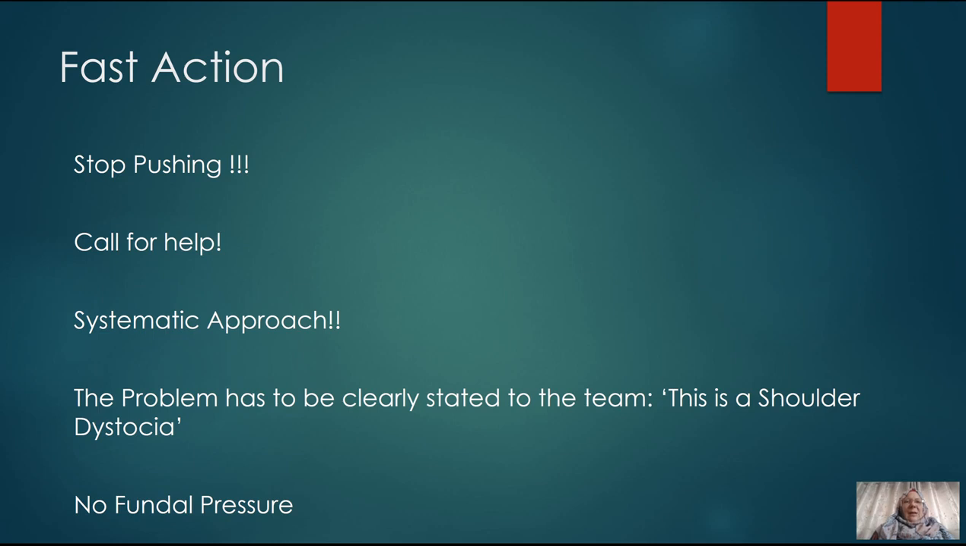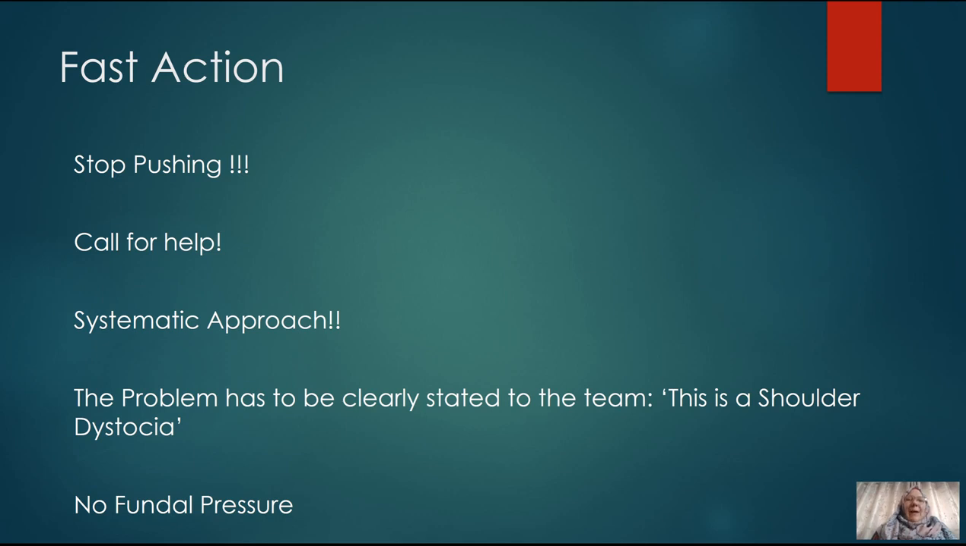Why do you need fast action? Because you have to remember that when the head is delivered, the cord is compressed. So to have a low risk of any neurodevelopmental problems after delivery of this baby, you should deliver this baby within 7 minutes of delivering of the head. You should deliver the whole of all of the baby. So you only have around 7 minutes. If this is longer than 7 minutes, the risk of neurodevelopmental problems after delivery increases significantly. So therefore, you have to be very quick.